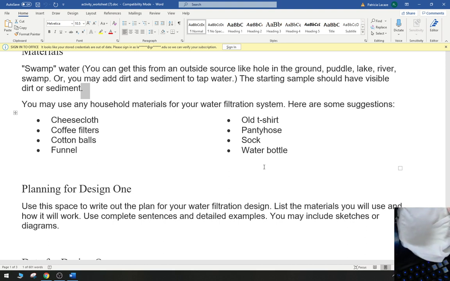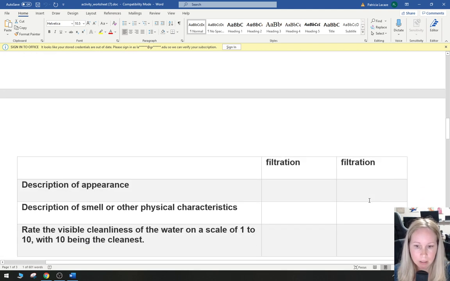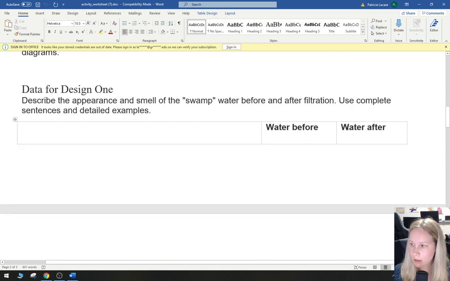Now, a t-shirt has little holes in it. Very fine little holes. So I think it should work pretty well. So let's find out. All right. First, let's fill out our work. Description of appearance. This is before and this is after.